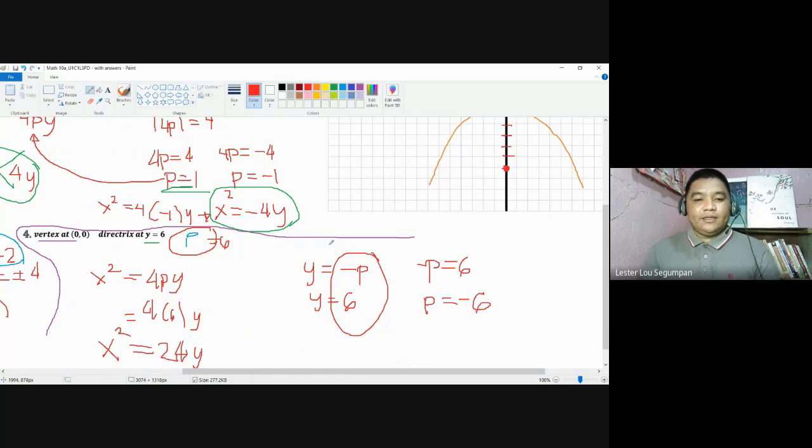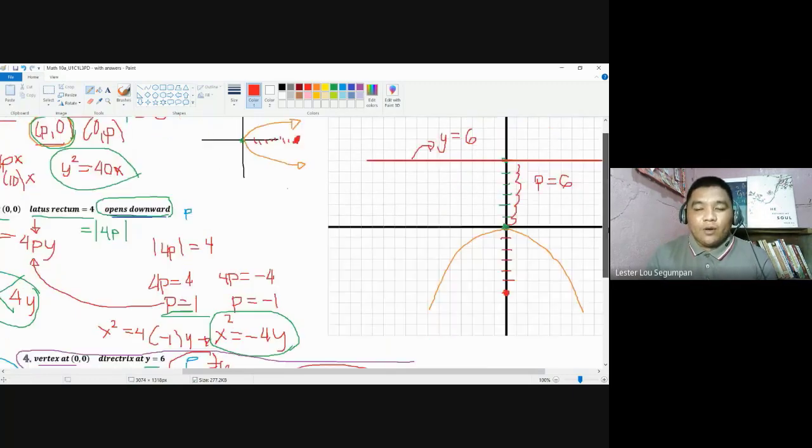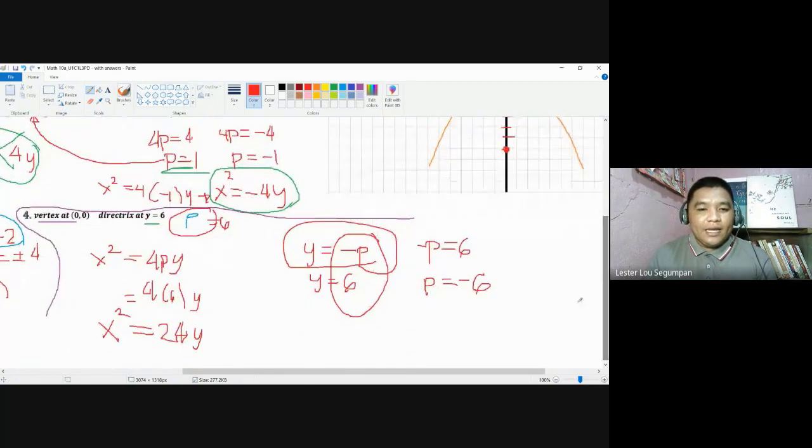Let me repeat. This is now the form. I just sorted for analysis our directrix for an opening downward parabola. And since we already have here y is equal to 6, we can simply pair them. Y is y, and therefore negative P is 6. Divide both sides by -1. P is -6. This is your true value for your P.